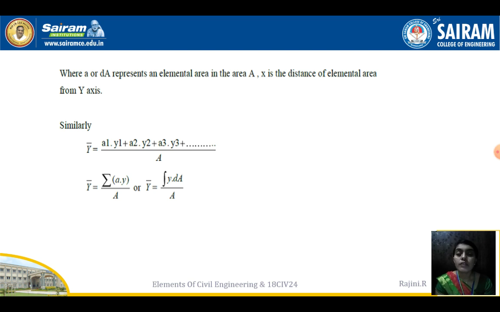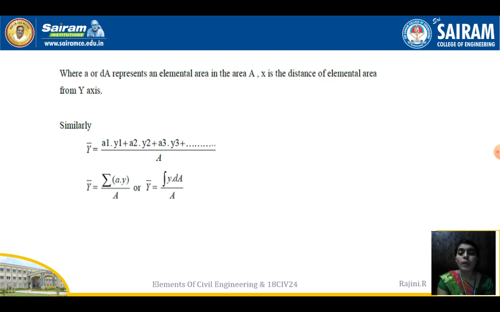Next, with respect to y, here dA represents a small area. Always remember d and A will be represented as a small area always. Capital A represents the bigger area, the entire area, where dA represents an elemental area in the area capital A. X is the distance of the elemental area from the y-axis.